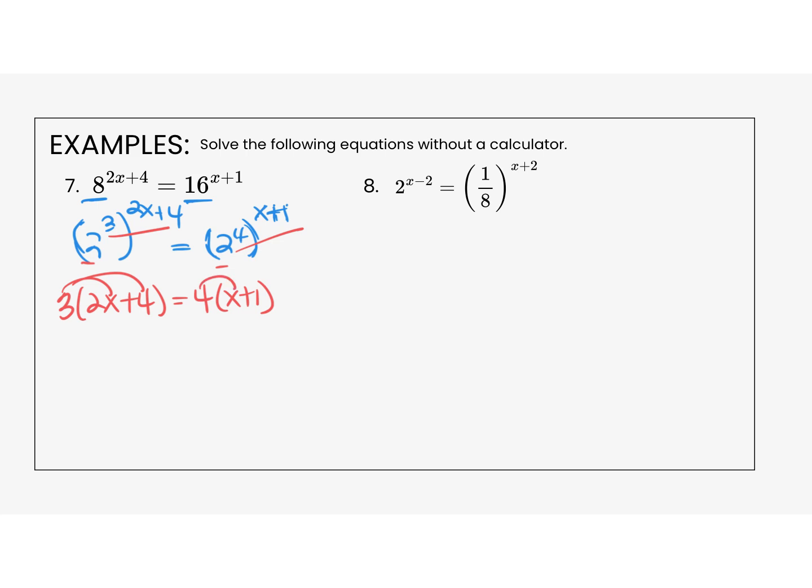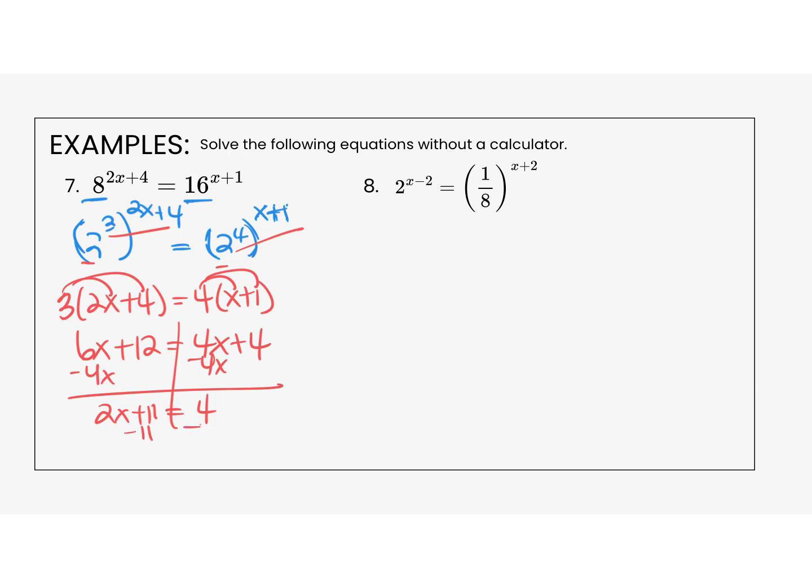We're going to distribute on both sides. So 6x plus 12 equals 4x plus 4. Subtract the 4x. So I get 2x plus 12 equals 4. And then I'm going to subtract the 12. So I get 2x equals negative 8. Divide by 2. So x equals negative 4.